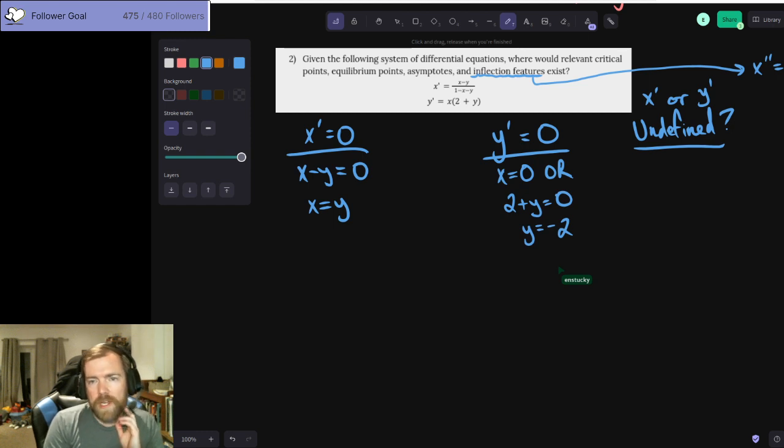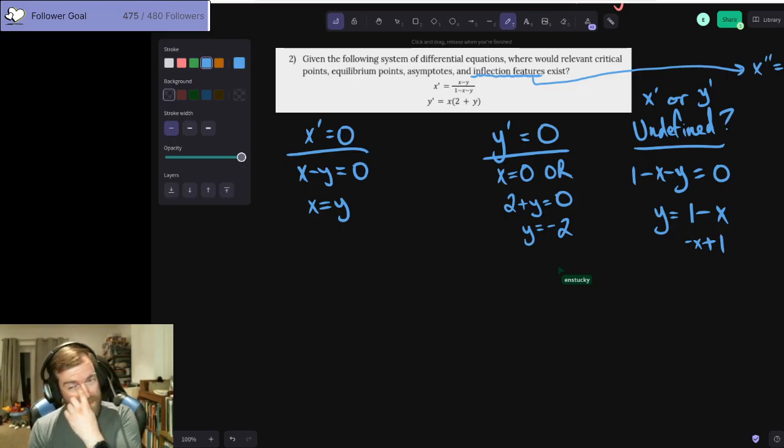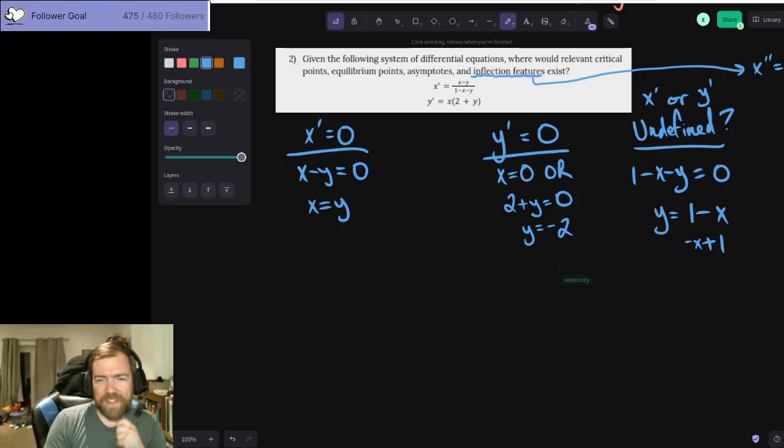Okay, could x prime or y prime be undefined? Looks like x prime could be if, well, 1 minus x minus y is 0, so y is equal to negative x plus 1. Right, whichever way you're used to writing it, or whatever you care about, it's all good. So here we've got our issues. This is where x prime or y prime are undefined. So we have, in theory, a pure horizontal or pure vertical line.